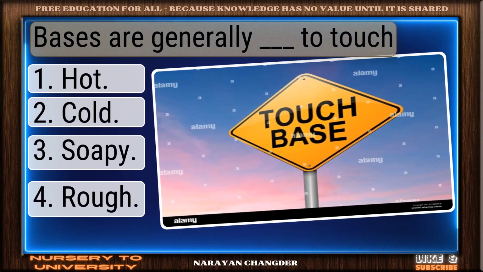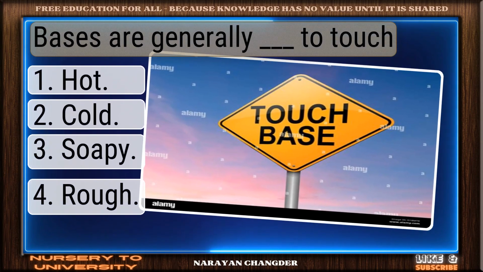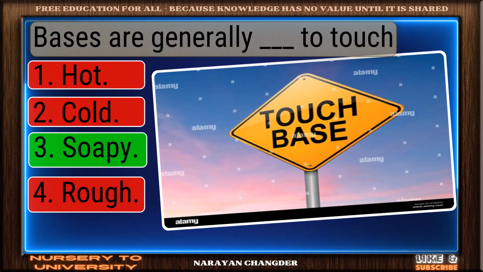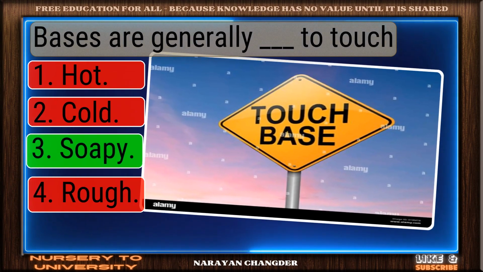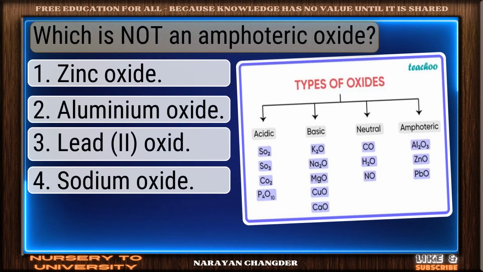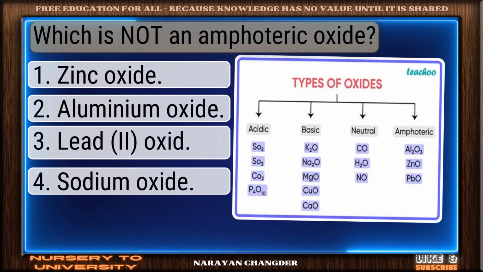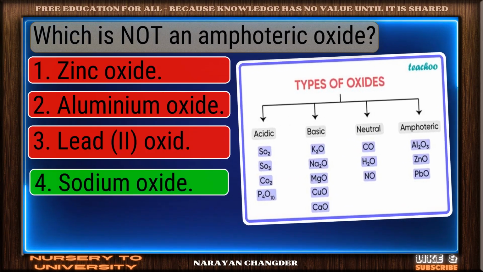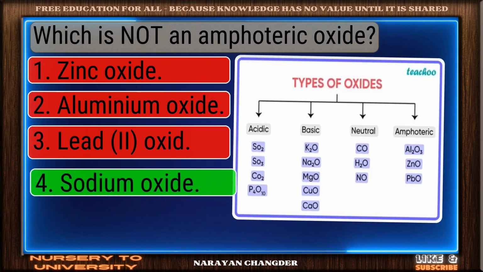Question number 107. Bases are generally dash to touch. Excellent. Soapy is a brilliant choice. Question number 108. Which is not an amphoteric oxide? Smart move. Sodium oxide is an accurate answer.